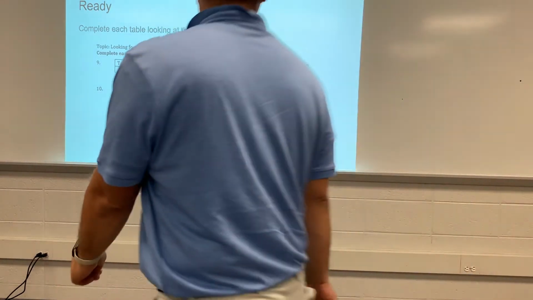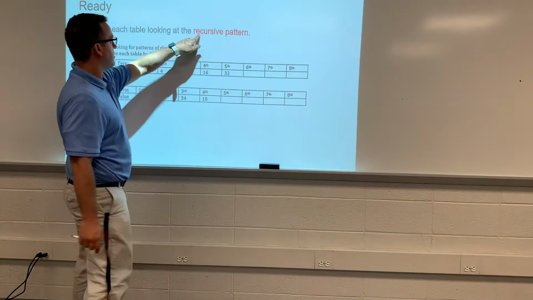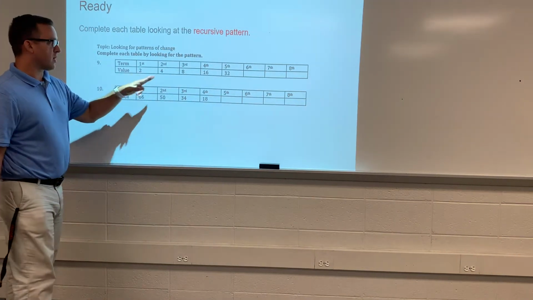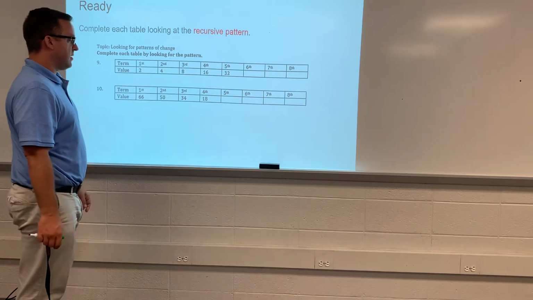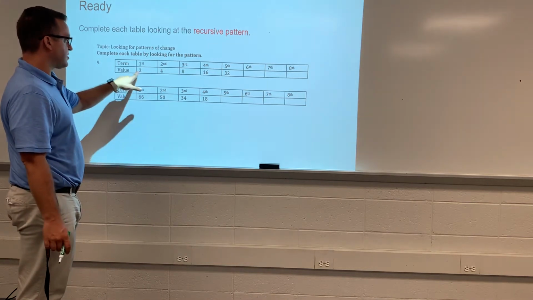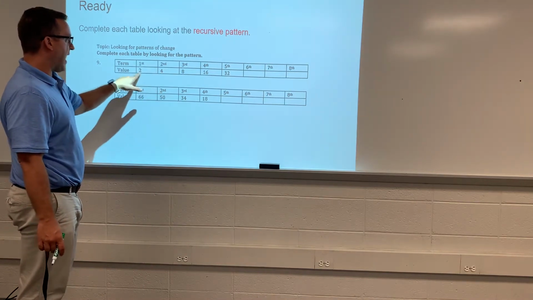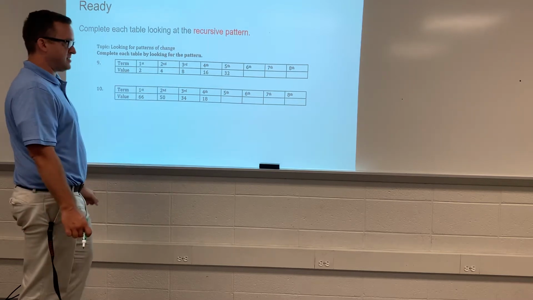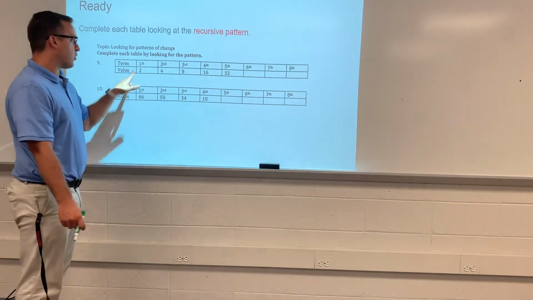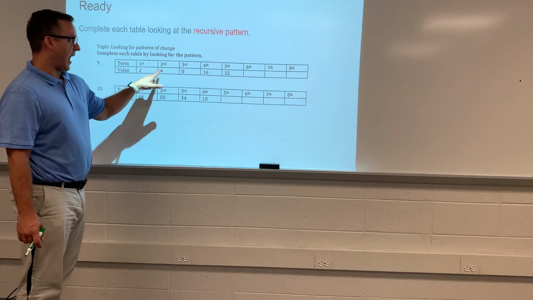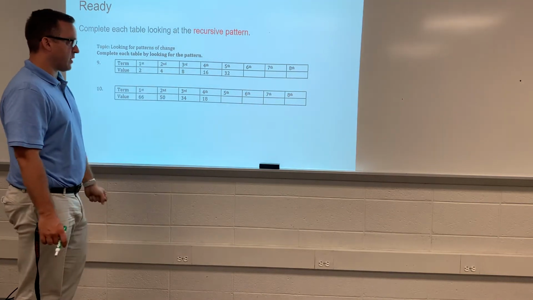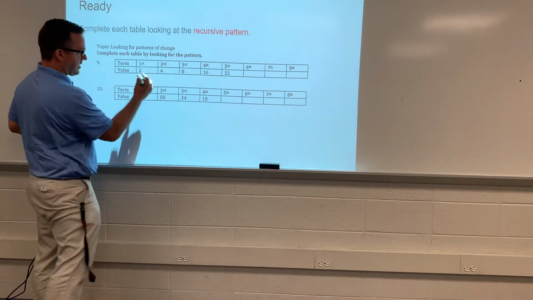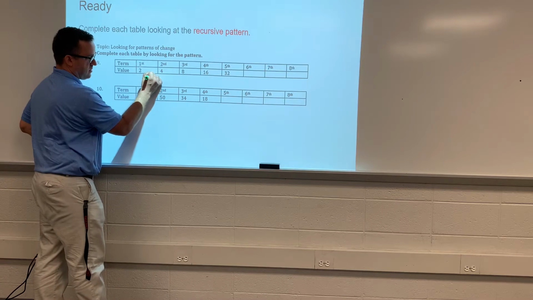All right, so now we have to complete each table looking at the recursive pattern. So we're counting and looking at the same numbers. To go from 2 to 4, I added 2. But to go from 4 to 8, I didn't add 2 anymore. So I have to think, well, how can I go from 2 to 4 and then also go from 4 to 8? I think, oh, maybe instead of adding 2, I could times by 2.